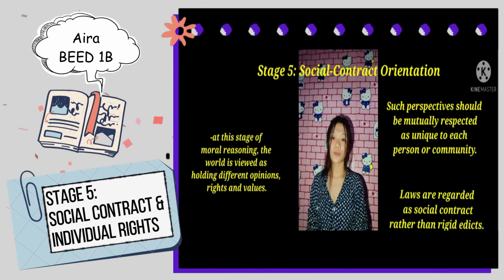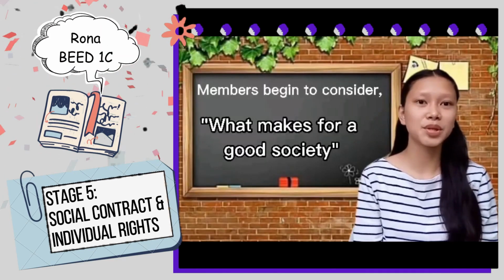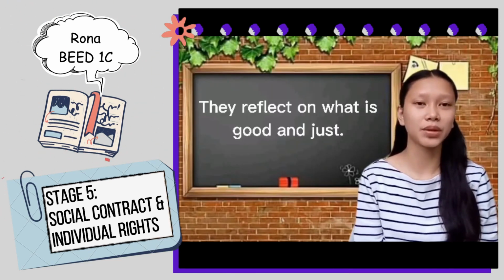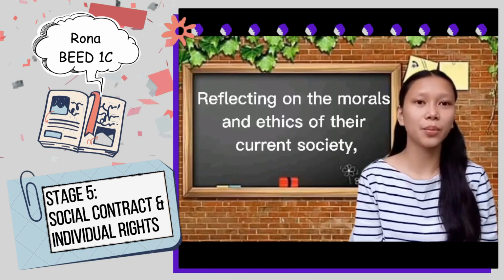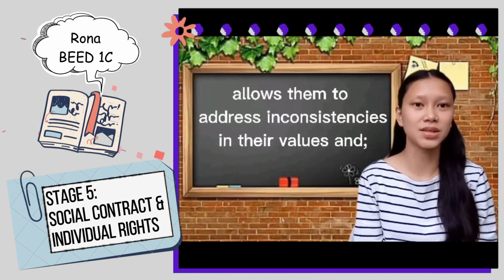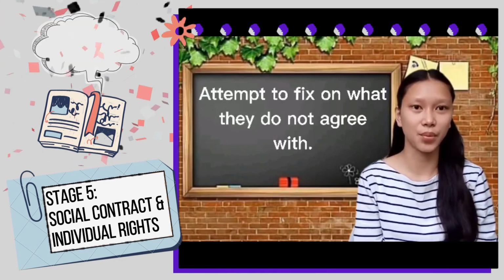Laws are regarded as social contract rather than rigid edicts. In this stage, members begin to consider what makes for a good society. They reflect on what is good and just. Reflecting on the morals and ethics of their current society allows them to address inconsistencies in their values and attempt to fix what they do not agree with.